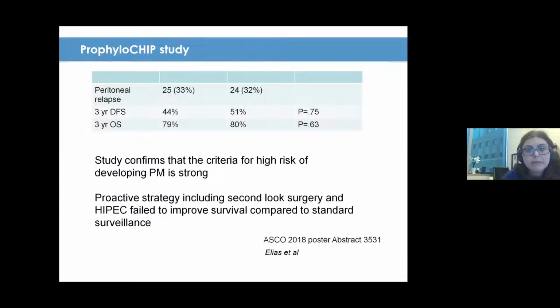Again, this was to some extent a negative study. There was no difference in peritoneal relapse between the groups, either disease-free survival or overall survival in the patients. But it does confirm that there's a high-risk population that indeed are very high risk to develop peritoneal metastasis. So we clearly need to do better to continue to be active and proactive in terms of addressing this disease.